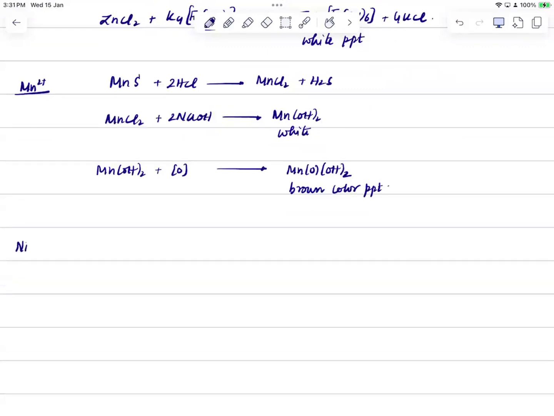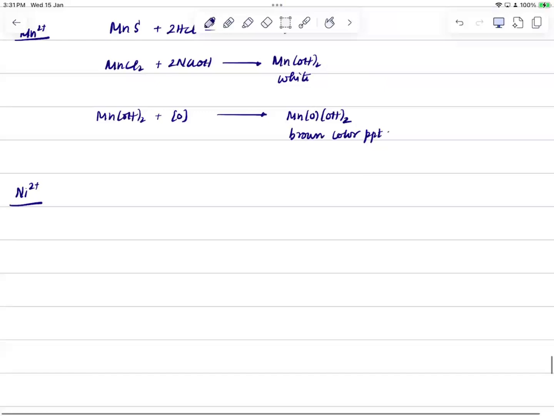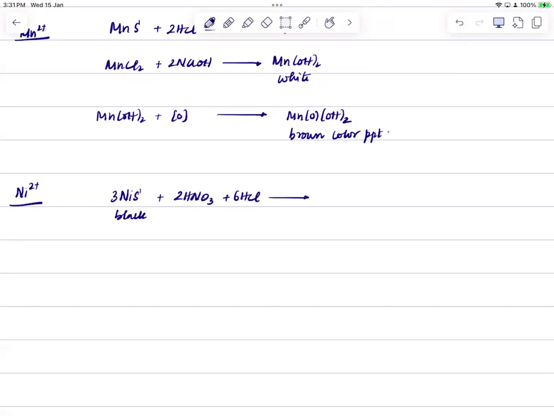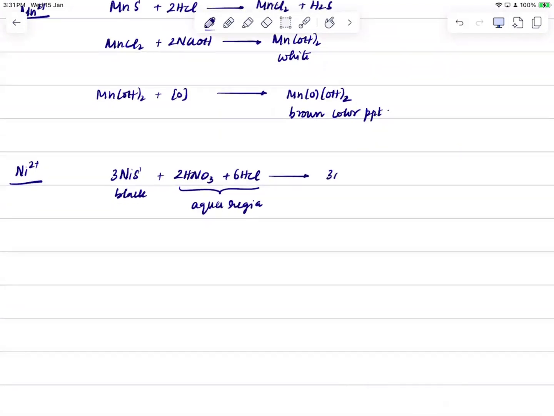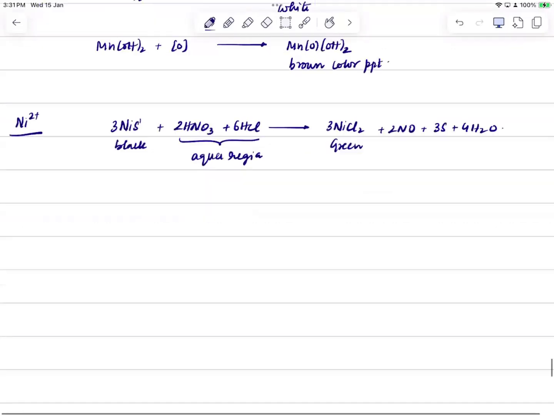That's it. Next, nickel 2+. Whatever sulfide has been formed, which is black color, when you treat it with HNO3 plus 3 moles of HCl, this is called aqua regia. So we are not only reacting with HNO3, we are using the aqua regia form. Then you will get 3 moles of NiCl2, which is green color, plus NO, plus sulfur, plus H2O. This is a soluble green color form.